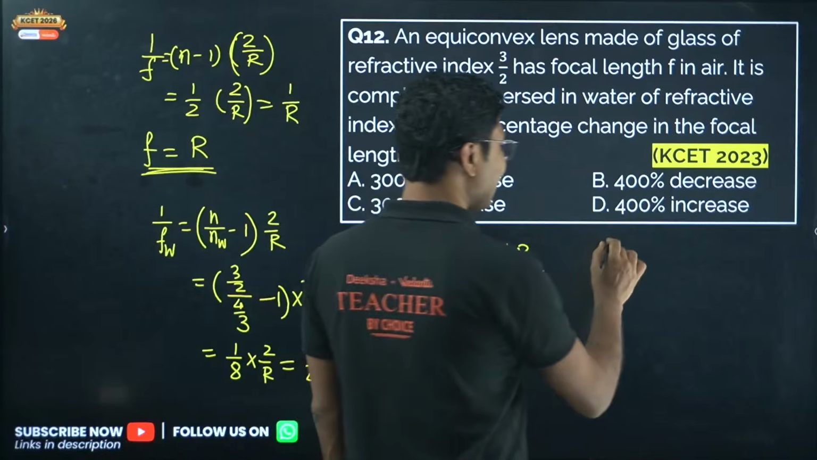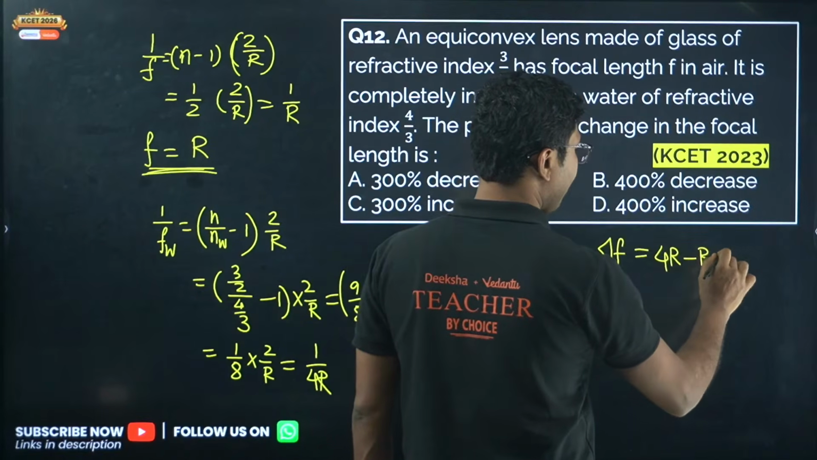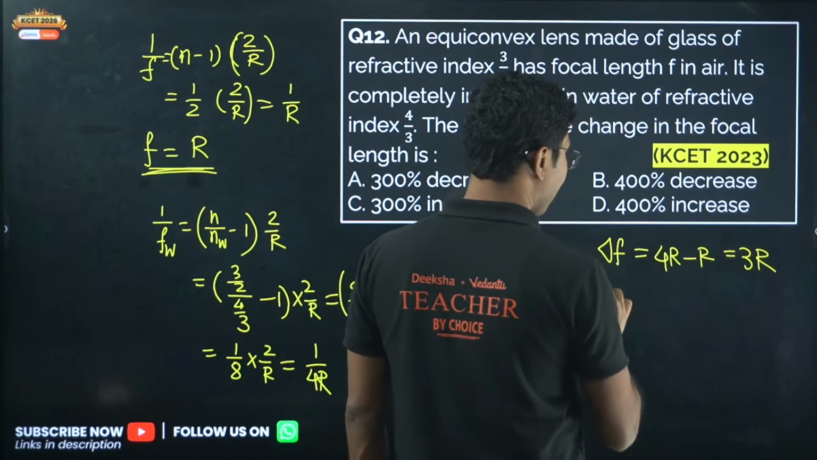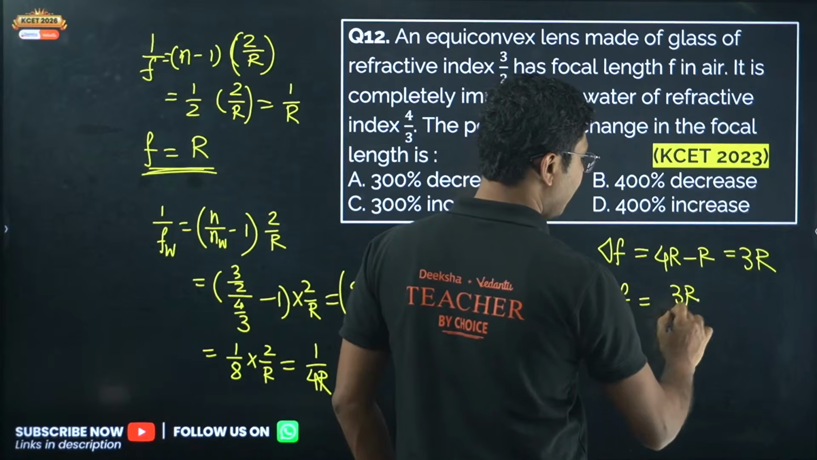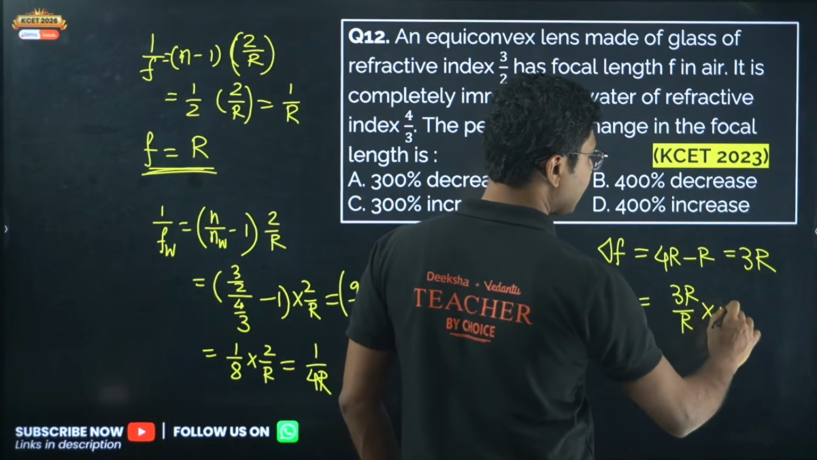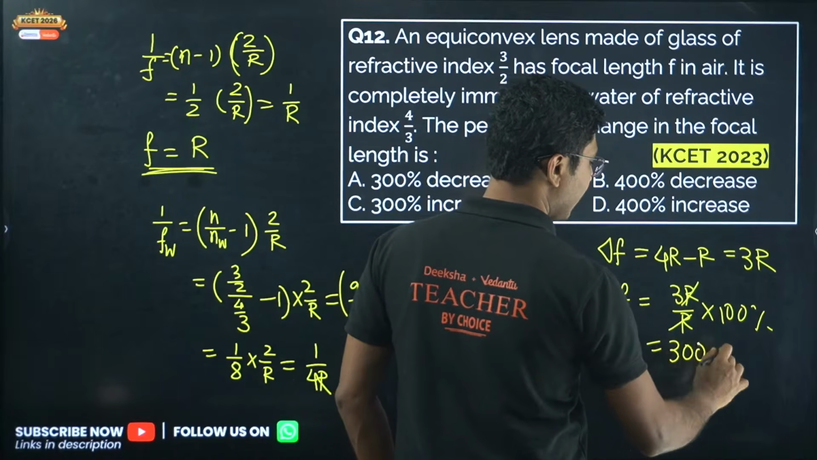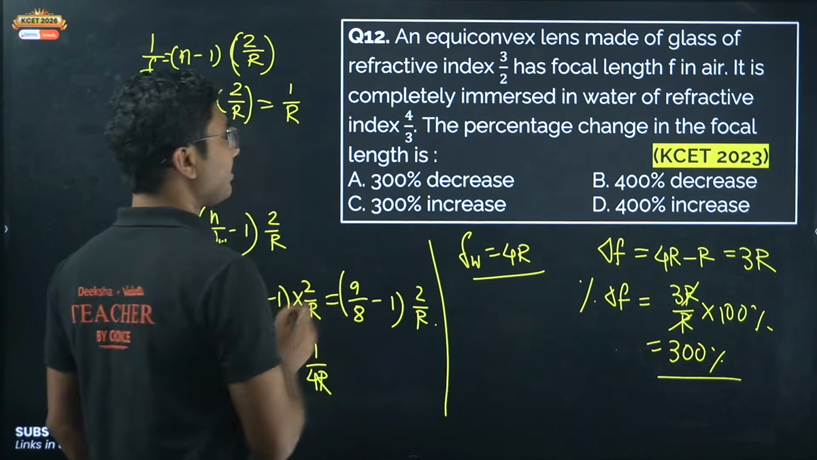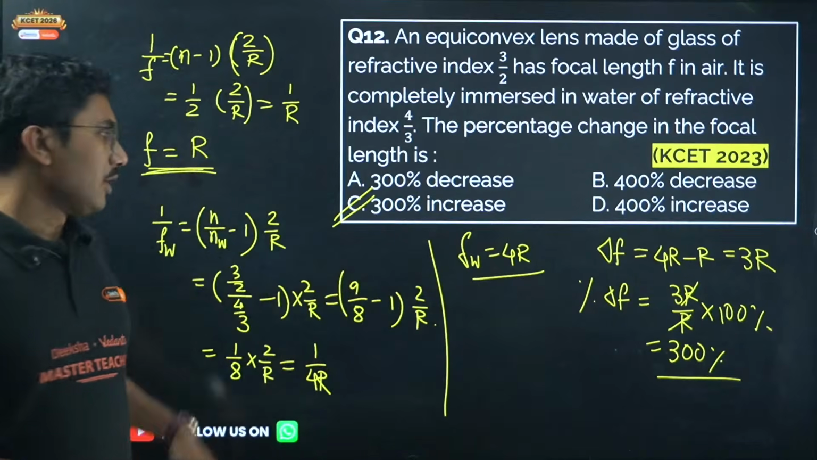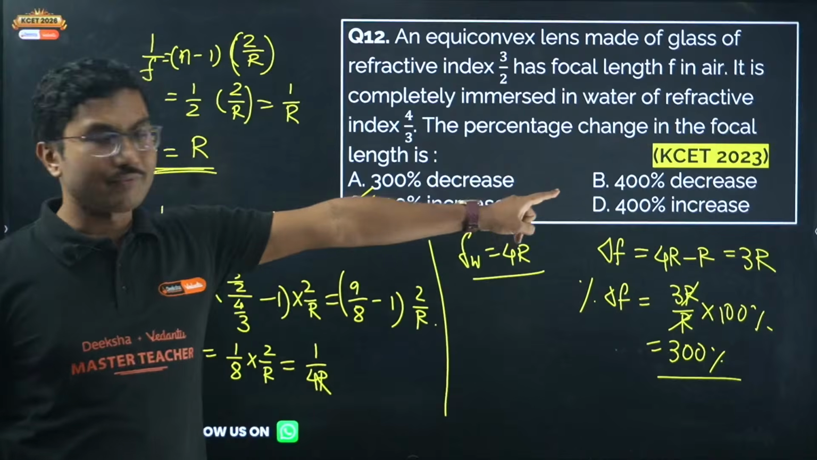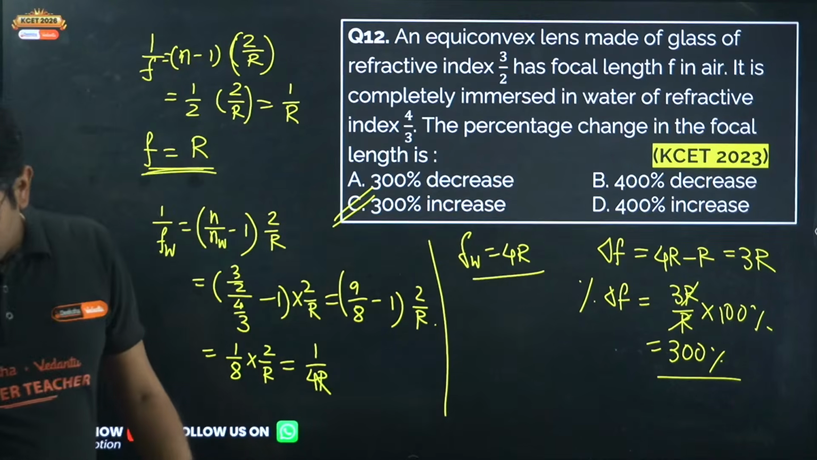So what is the change in focal length? The change in focal length is 4r minus r, that is 3r, and the percentage change is 3r divided by the initial focal length into 100%, so that is 300%. So a 300% increase. Okay, so the correct answer is option C. After calculating this, don't make it a 400% increase. The increase will be only by 300%.